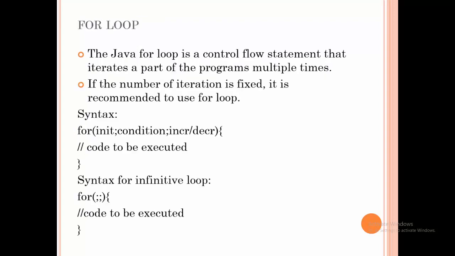So for loop. For loop is a control flow statement that iterates a part of the program multiple times. So this is a basic functionality for the loops, to iterate a part of the program multiple times. So for loop also does the same, and the difference is if the number of iterations is fixed, like how many times I want to execute that part of a program is fixed, means I will be using for loop.